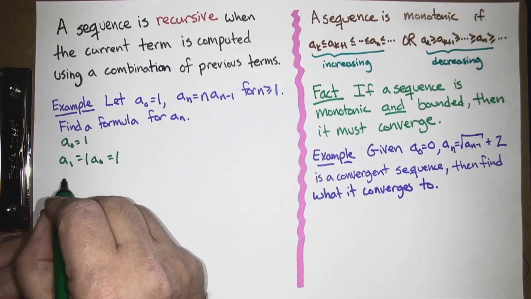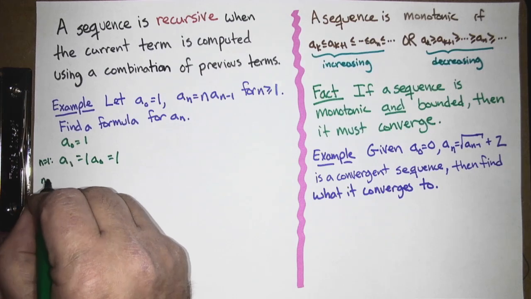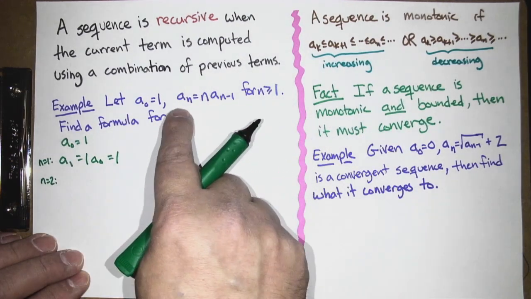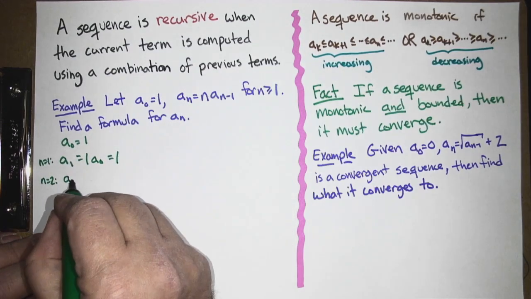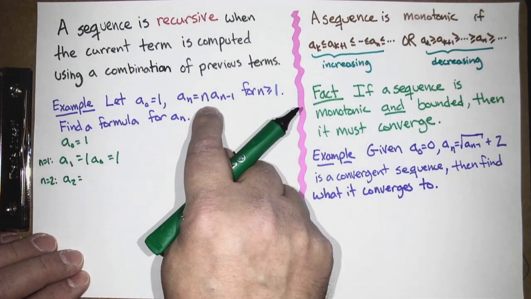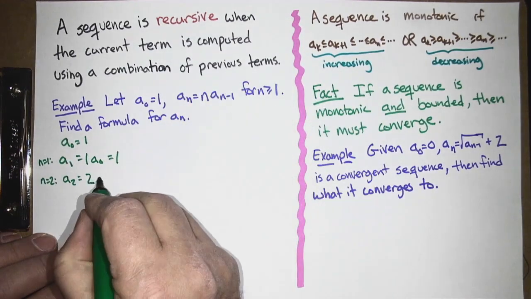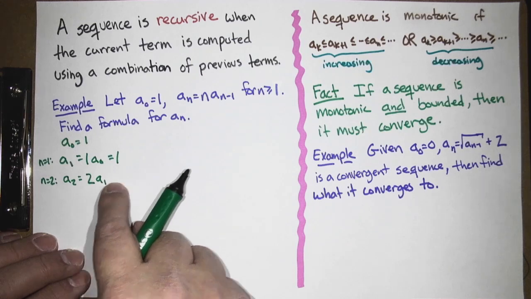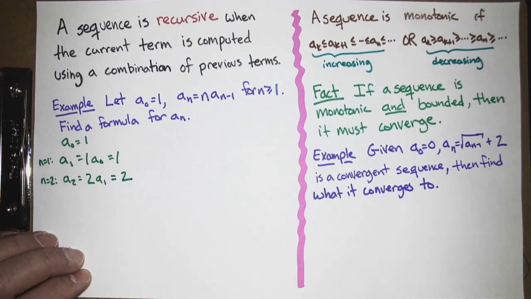Now we'll go to the next one. So this is n equals 1. n equals 2. So everywhere where you see an n, replace it with a 2. So a sub 2 is 2 times a sub 2 minus 1, a1. But what is a sub 1? 1. So we get 2.